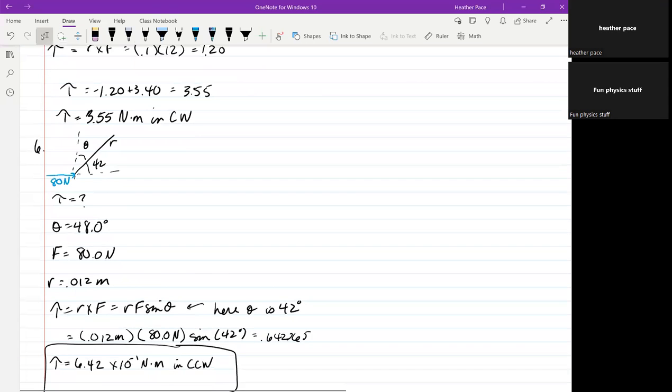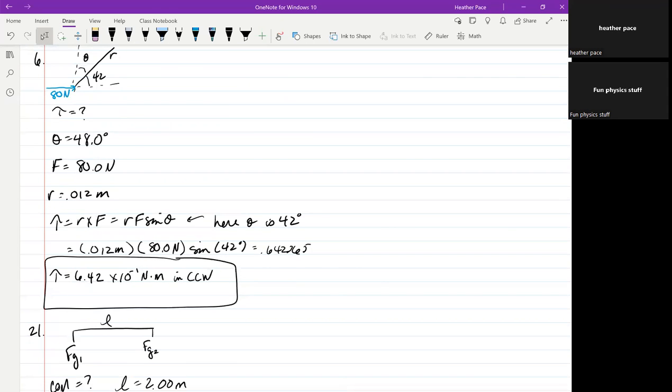All right, 6. Moving right along. Well, this one's fun. A dental bracket exerts a horizontal force of 80.0 newtons on a tooth at point B in the figure below. What is the torque on the root of the tooth about point A?